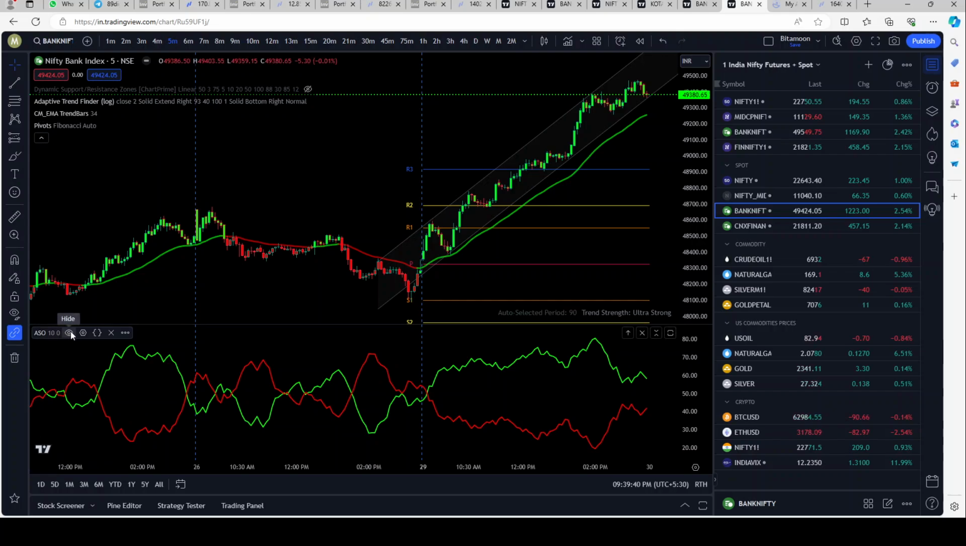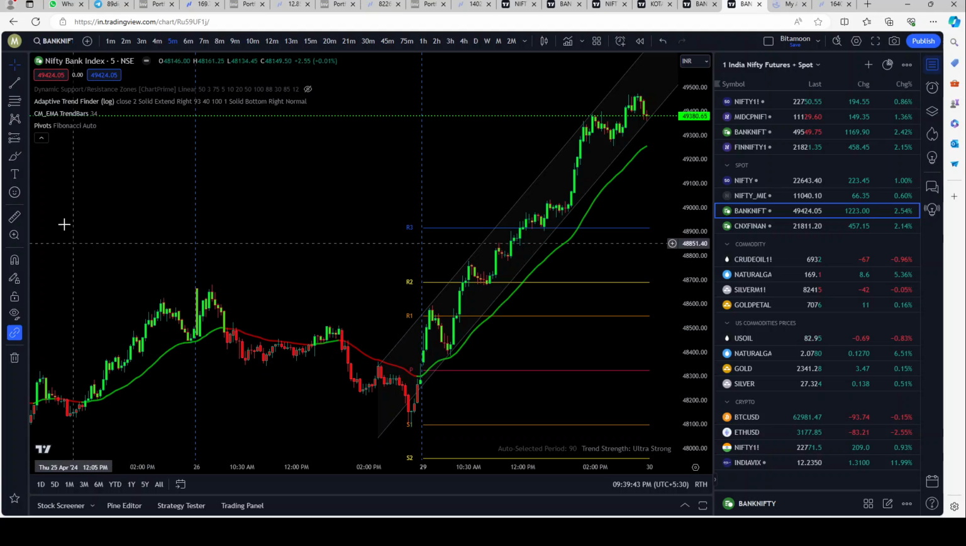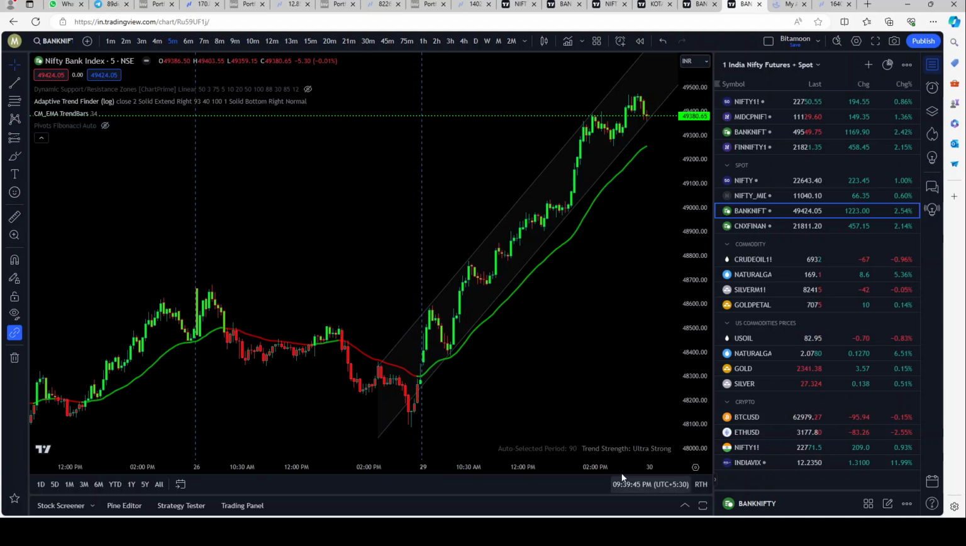But for people who have the free version, get rid of Fibonacci Pivots. This itself is enough: Adaptive Trend Finder and EMA Trend Bars, CM_EMA Trend Bars by Chris Moody. This should do the trick for you. What I'll do is I'll mention the names of the two indicators in the comment section, and I'll mention which are the default ones that you should use, and which are the optional ones in the comment section below. Also the name of the creator, so that you have no difficulty finding the indicator on TradingView.